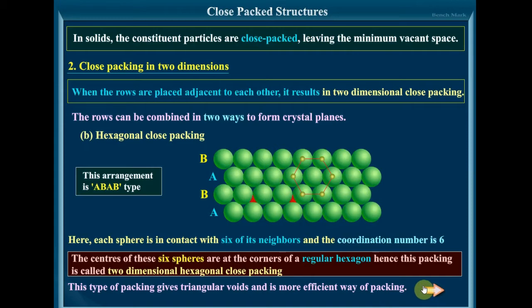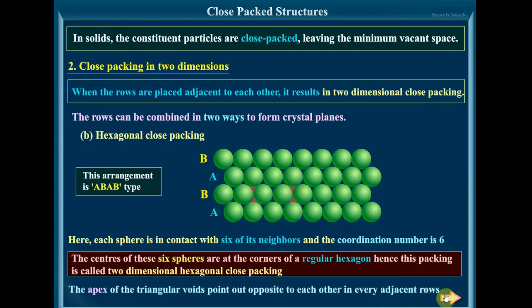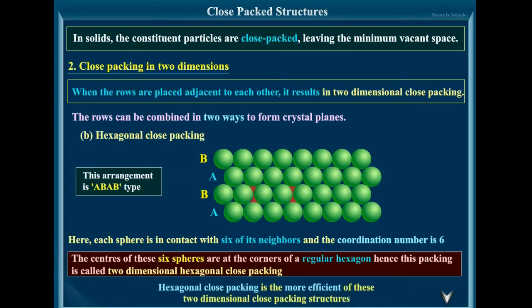From the diagram itself we can understand clearly that this is more efficient, this is more packed, and fewer voids or gaps are there. That is why this is more efficient. We can find in the red portion that the apexes of the triangular voids point opposite to each other in every adjacent row. You can see here the apexes are opposite to each other. Hexagonal close packing is the more efficient of these two-dimensional close packing structures.